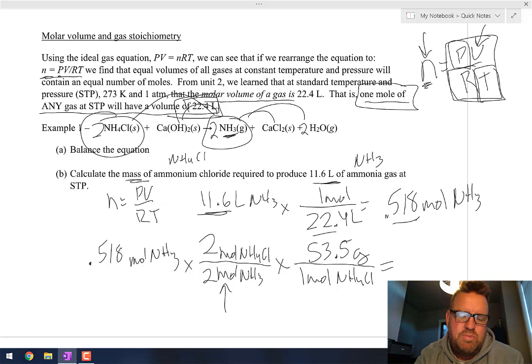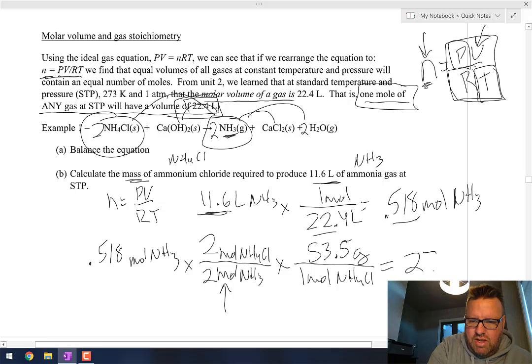So it's probably still going to give us the same answer. I'm sure you got this too if you used 0.518, 27.7 grams of NH4Cl.